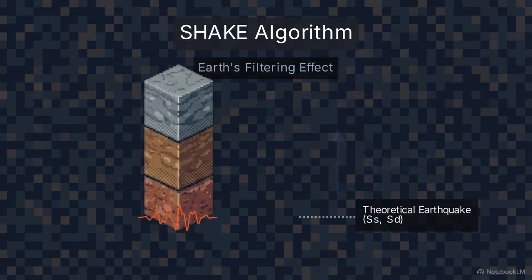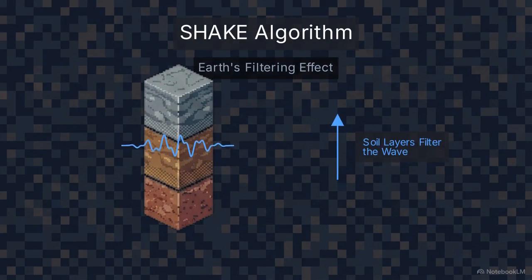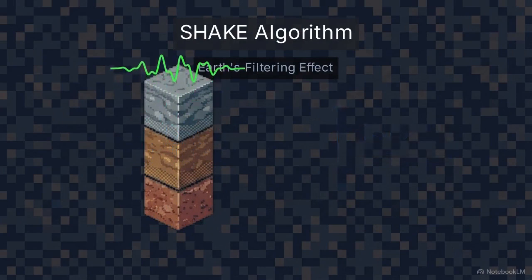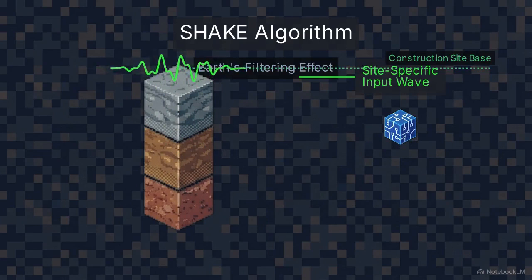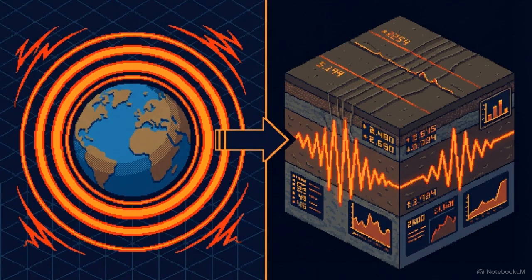As the theoretical earthquake travels up from the bedrock, soil layers alter the wave's shape and frequency. The result is the input wave, the exact vibration profile that will strike the construction site's bottom edge. SHAKE is a translator. It takes a theoretical global event and converts it into a precise, localized mathematical threat.